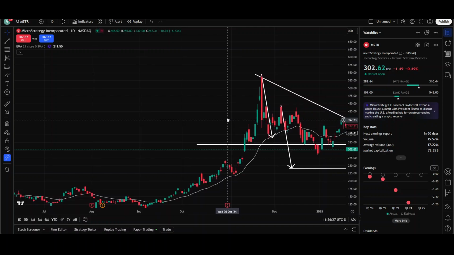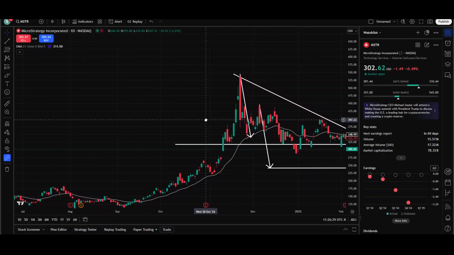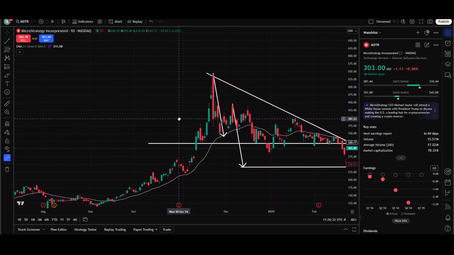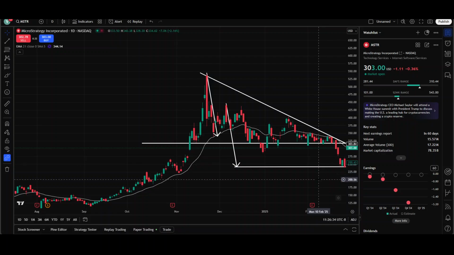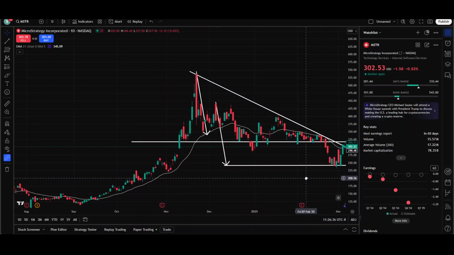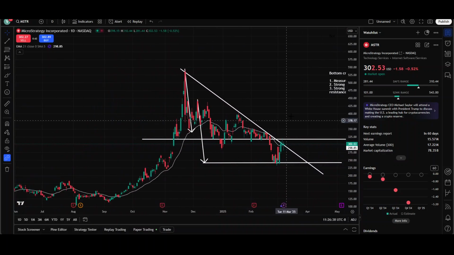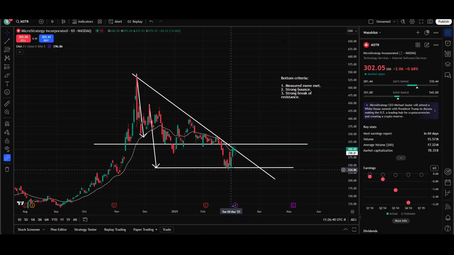It took us a couple of months, and then what do you know? Eventually, it breaks down lower, and it breaks down lower. It hits the level right there, and that's where price started finding support and then trying to move up higher. So the first criteria is met for a bottom. The second one is a strong bounce.